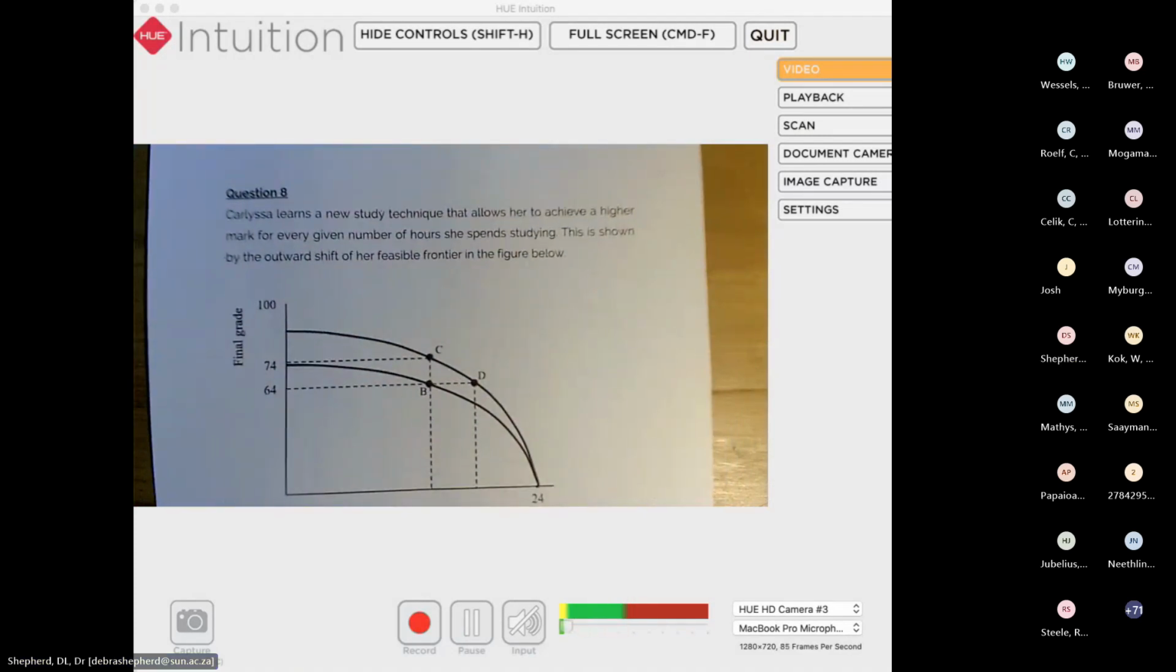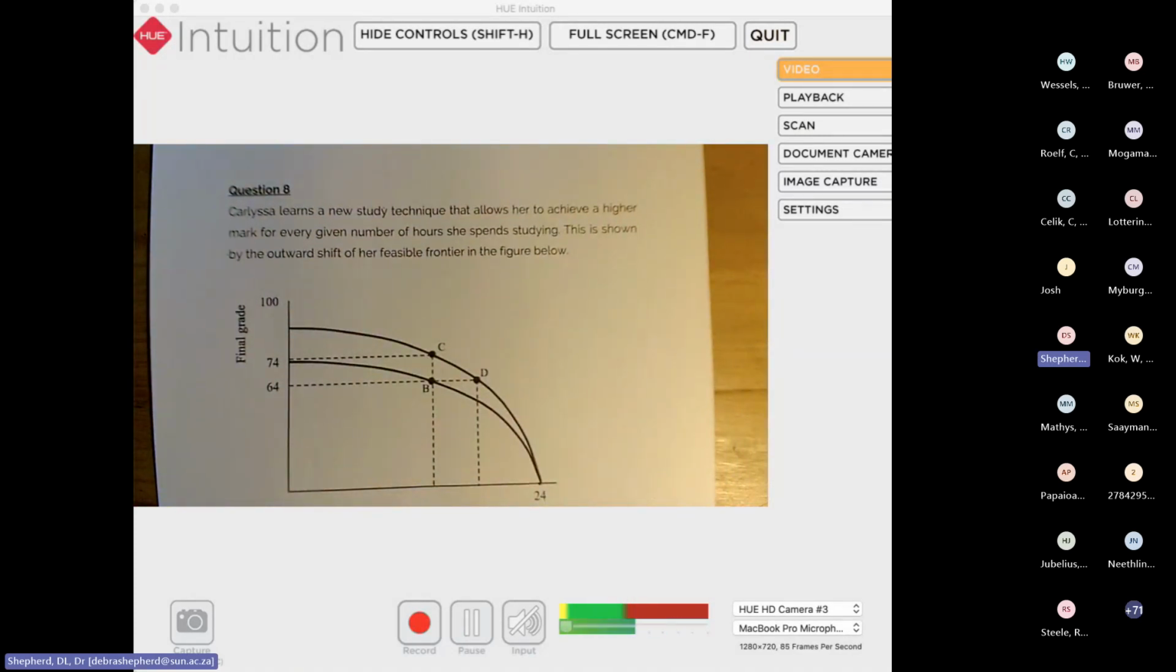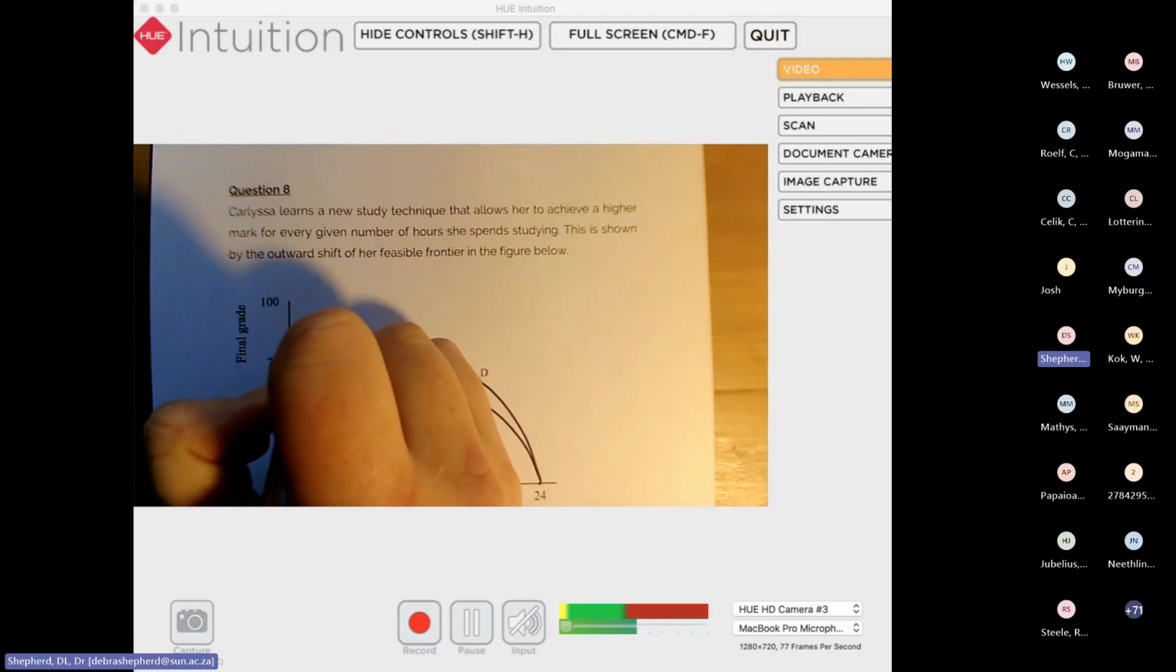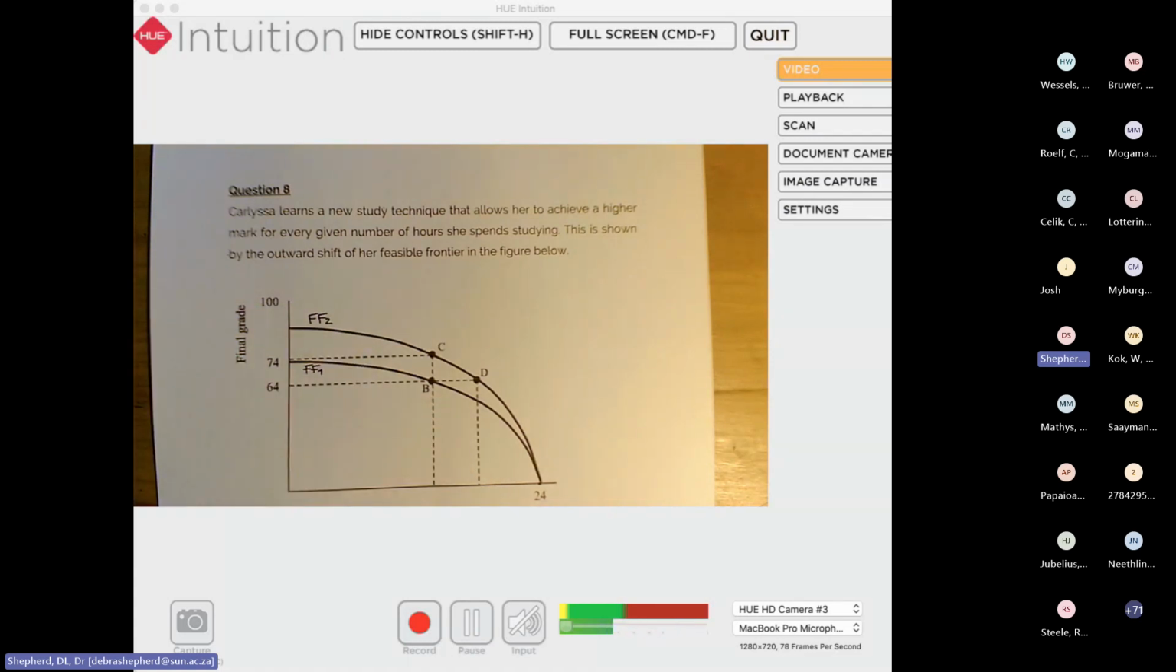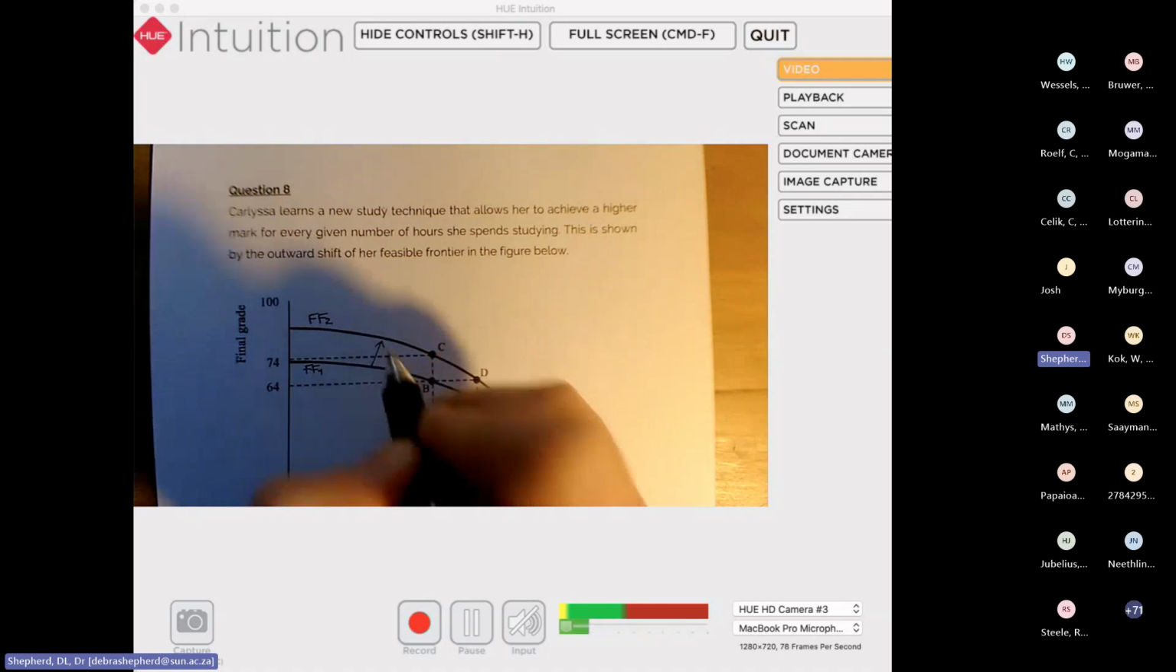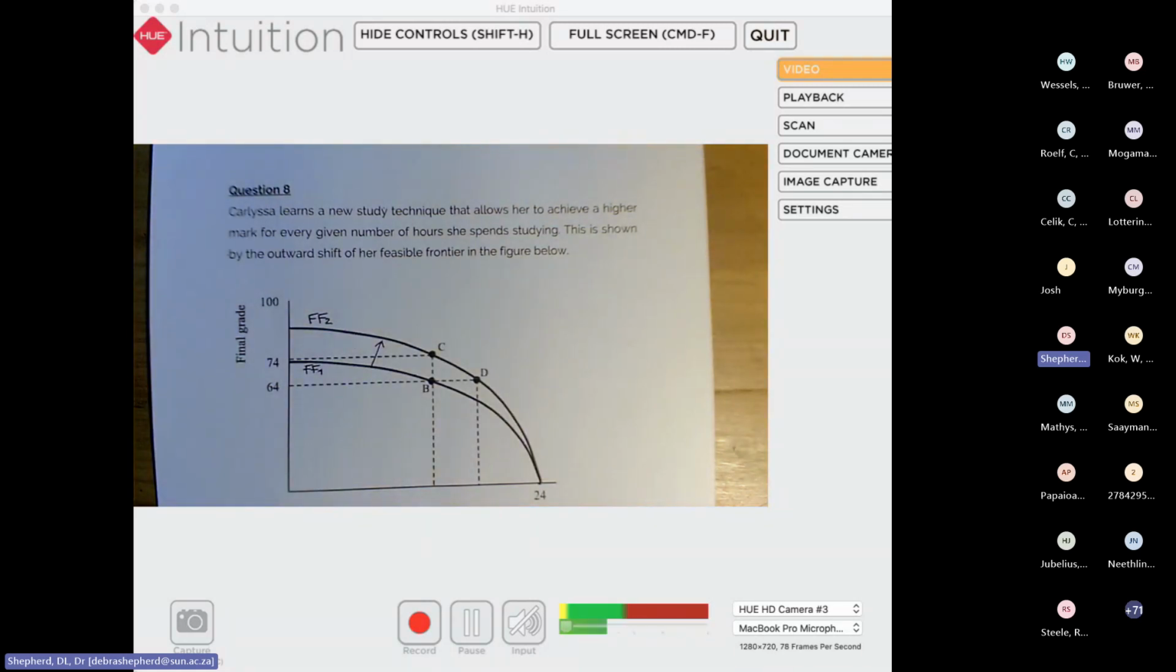Question 8. Carlissa learns a new study technique that allows her to achieve a higher mark for every given number of hours she spends studying. This is shown by the outward shift of her feasible frontier in the figure below. So this is her new feasible frontier. I'll call it feasible frontier 2. And this is her original one, feasible frontier 1. So there has been an expansion of her feasible set. So because she is able to be more effective in her studying, it means that these are now feasible options.